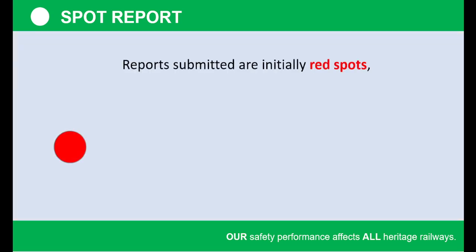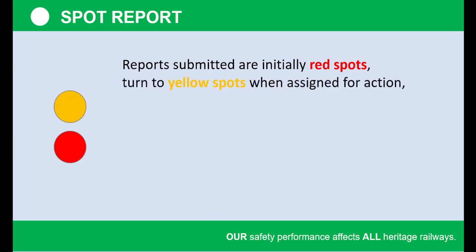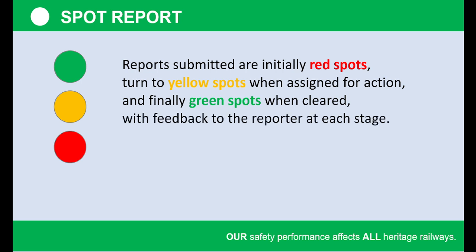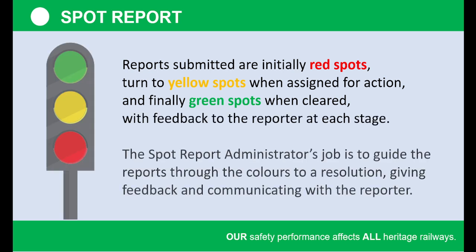Newly submitted reports are initially referred to as red spots. They're ones that have had no action taken whatsoever. When you assign them for action, which we'll see how to do in a second, they turn into yellow spots. And finally, when all the actions have been completed, they'll turn into a green spot, and that's when the Spot Report has been closed and hopefully the safety issue resolved. And there's feedback to the reporter at each stage of that process.